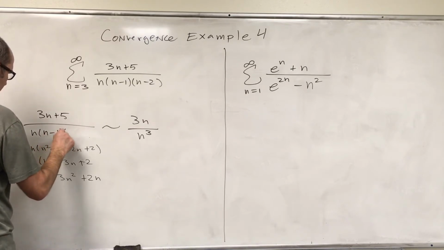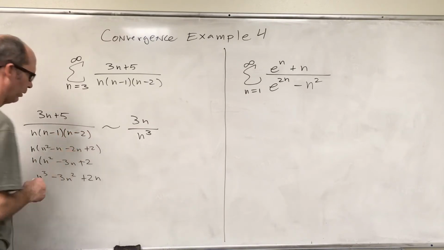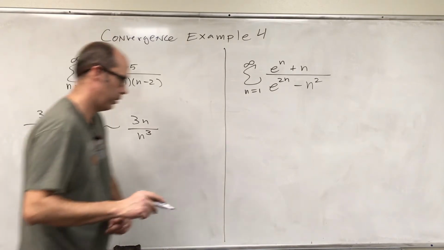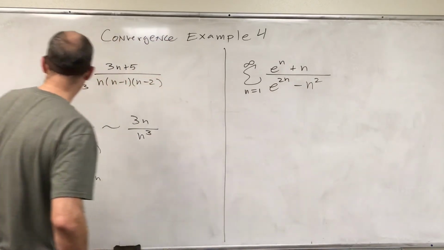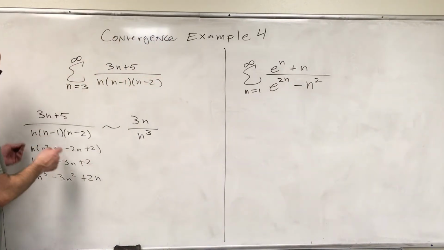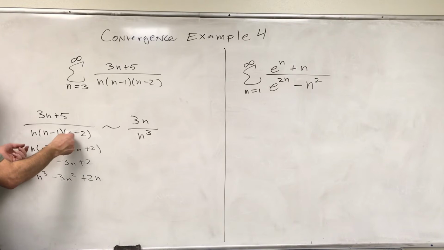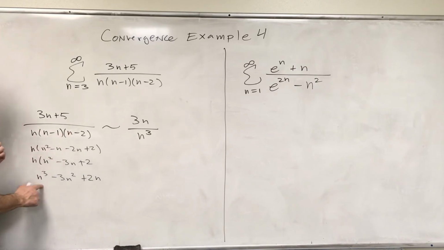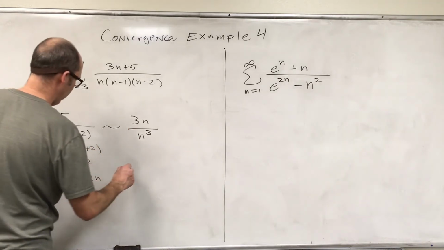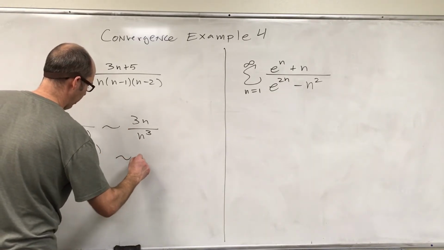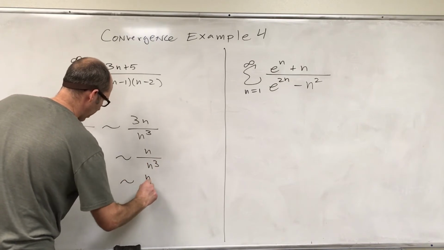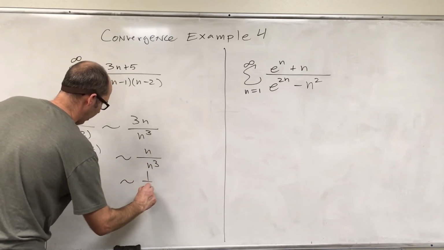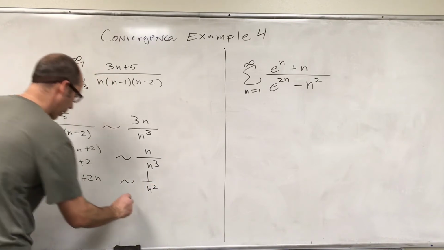n minus 1, n minus 2. Let's see. How did I do that before? I just thought to myself, if you multiply n times n times n, that'll give you the dominant term, n cubed, like that. So that's similar to n over n cubed, 1 over n squared.